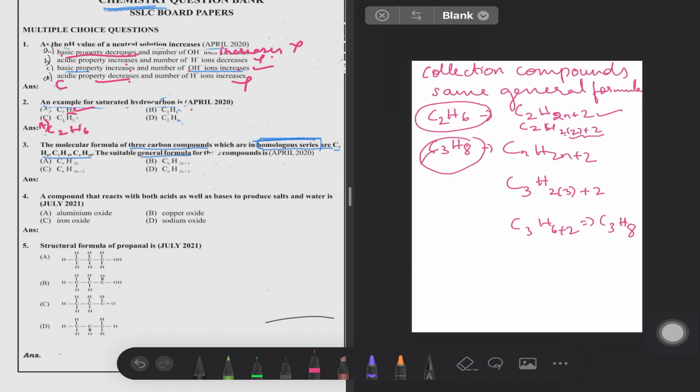The last carbon compound given is C4H10. We will check this also. CnH2n plus 2. Will it satisfy? By observing it only we can guess the formula.